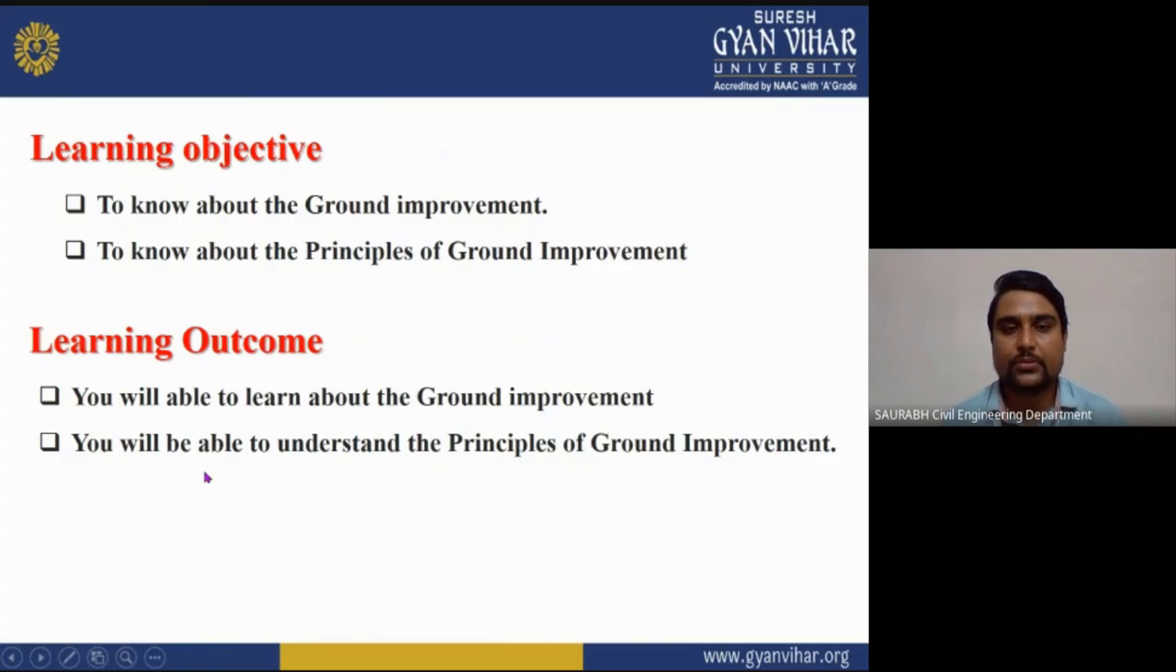So come to the learning objective and learning outcome. The learning objective is to know about ground improvement, and there is one more learning objective: here you will know about the principle of ground improvement. Coming to the learning outcome, you will be able to learn about the ground improvement method, and you will be able to understand what the principle of ground improvement is.